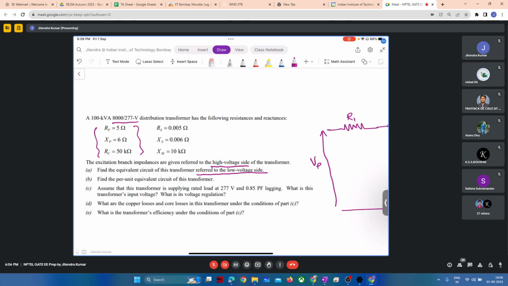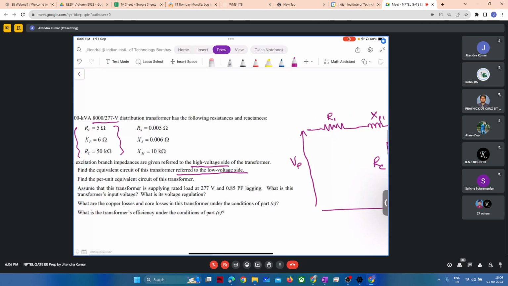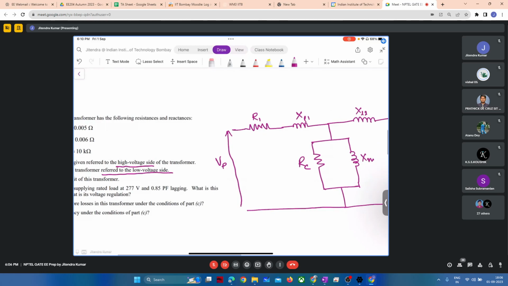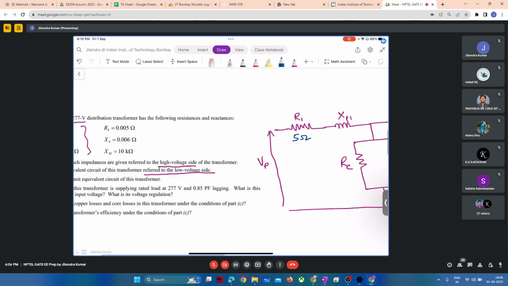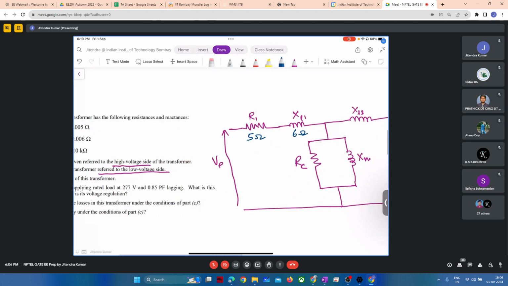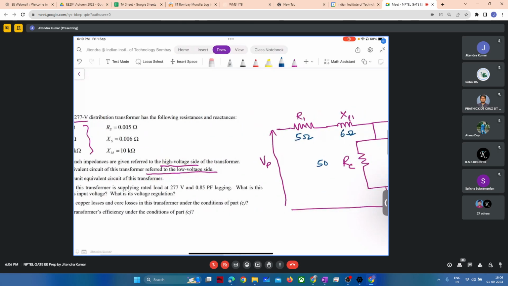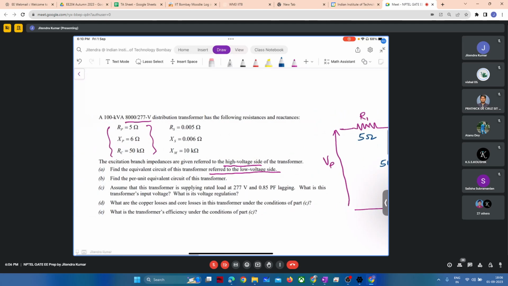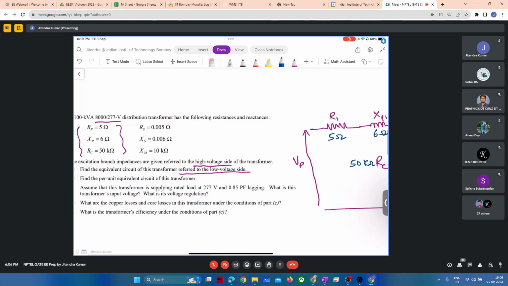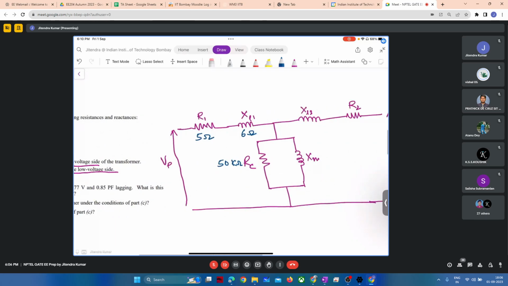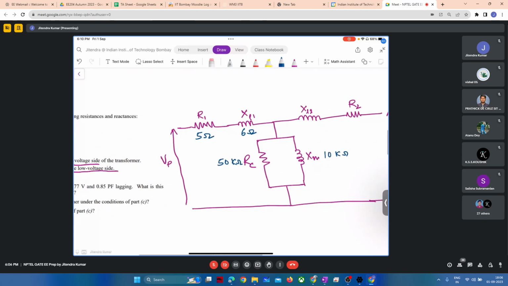Now, first, let me write all those values, then we will be able to transfer to the secondary side. So this is 5 ohm, this is 6 ohm, this says 50 kilo ohm, and XM is 10 kilo ohm. These parallel branch elements are in kilo.